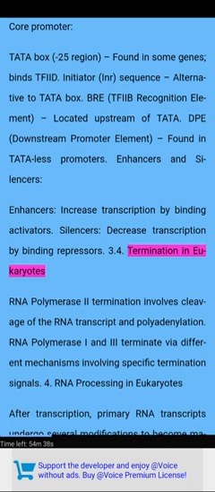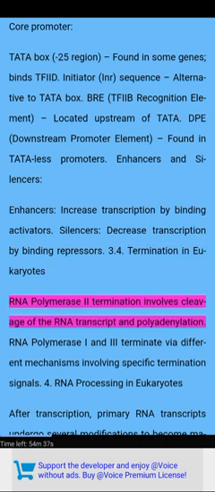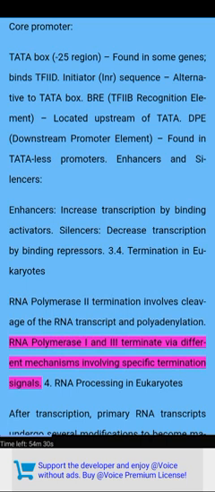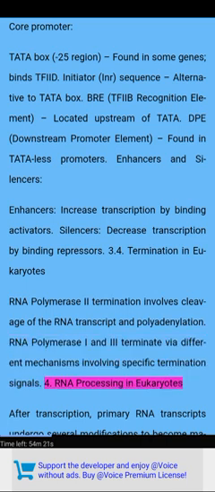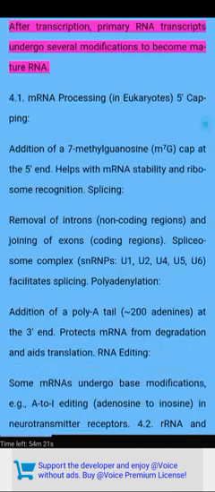3.4. Termination in eukaryotes. RNA polymerase II termination involves cleavage of the RNA transcript and polyadenylation. RNA polymerase I and III terminate via different mechanisms involving specific termination signals. 4. RNA processing in eukaryotes. After transcription, primary RNA transcripts undergo several modifications to become mature RNA.